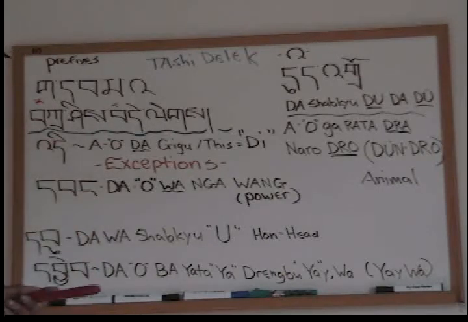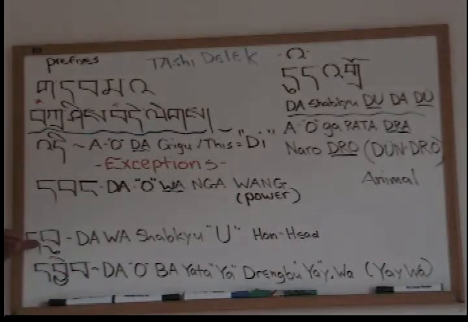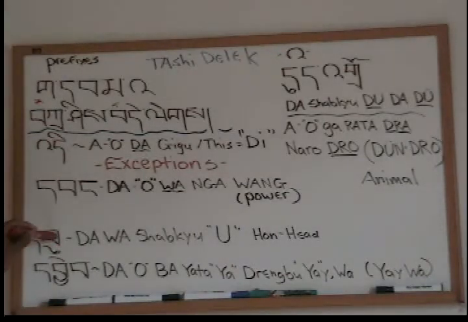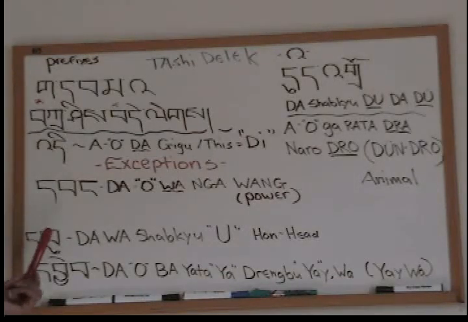Now our second exception: you have da here again before ba, and then you have this shabkyu, this vowel. Now when you have something like a vowel or yata, this letter is going to become silent at the end. You're not even going to be able to hear it. You're just going to hear this shabkyu, which is u. So for example, the spelling will be da, o.